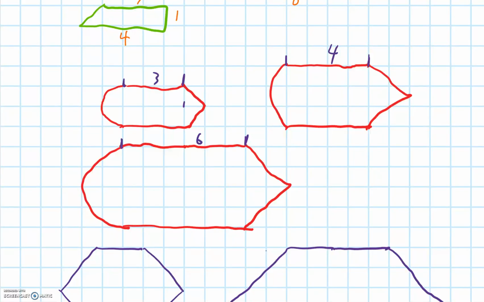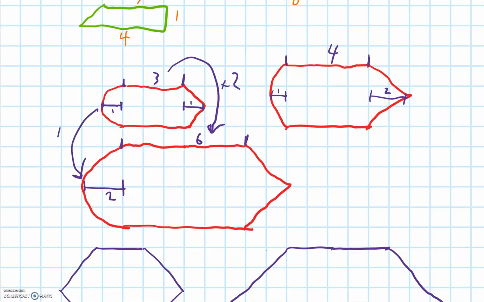Now let's look at this distance from here to here. That's 1. From here to here, that's 1. This one's 2. This one here is 1 again. This one is 2. We can start already seeing which ones are similar. You can see that the 3 to get to the 6 is times by 2. The 1 to get to the 2 is times by 2. So these two on the left are similar.